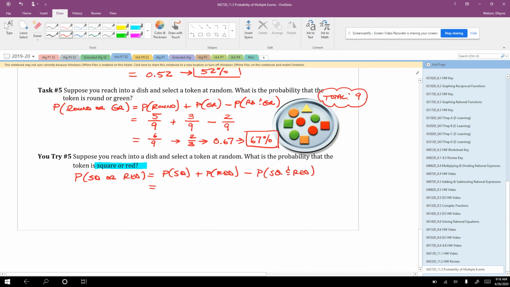Okay, now we're using the same dish, so we know there's still 9 in total. So how many of the 9 are squares? We count them up, we get 3 over 9. How many of the tokens are red? 3 over 9 as well. And now how many are square and red? There is one that's square and red, so 1 over 9. Okay, work that out. You should get 5 over 9, which as a decimal is 0.56, and therefore as a percentage is 56%.